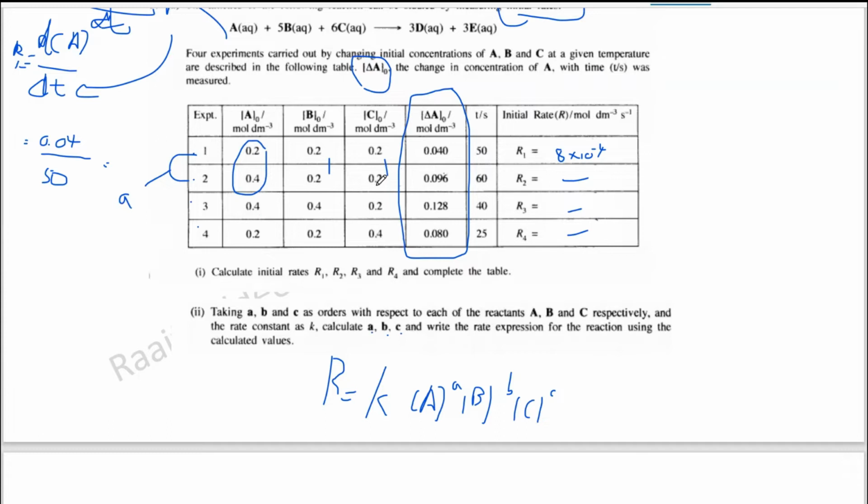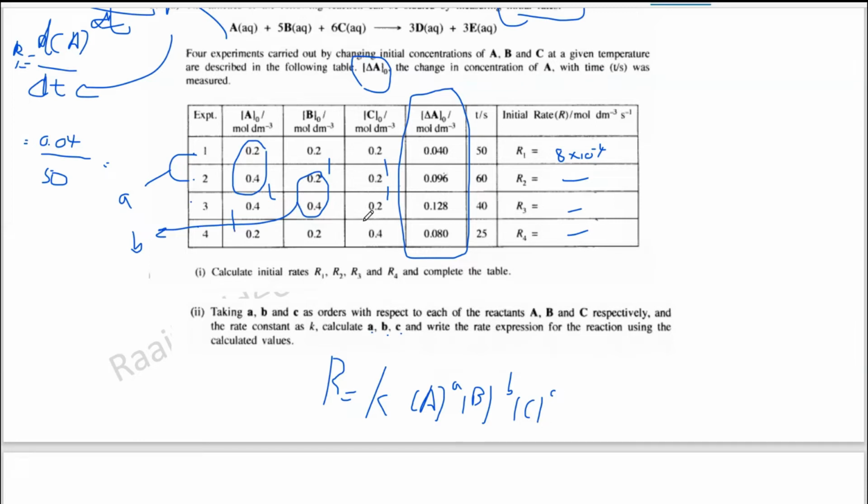And then when you consider experiments 2 and 3, A and C are kept constant. So from this you find B. And when you want to find C, what experiments can you take? The only change is here, 0.2 to 0.4. So you have to take experiments 3 and 4.